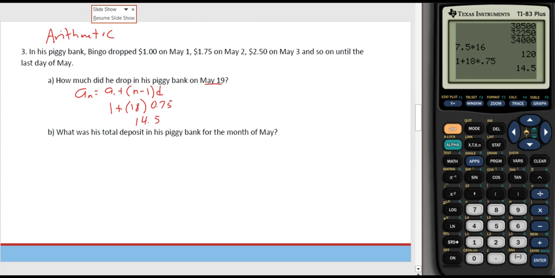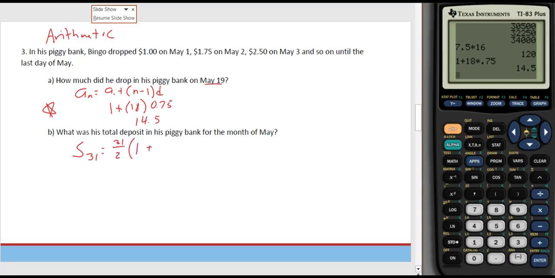Part B asks, what was his total deposit in his piggy bank for the entire month of May? So in this particular case, it does not have anything to do with Part A, but we are going to have to, right, we need to do our summation. There's 31 days in the month of May, so 31 over 2.